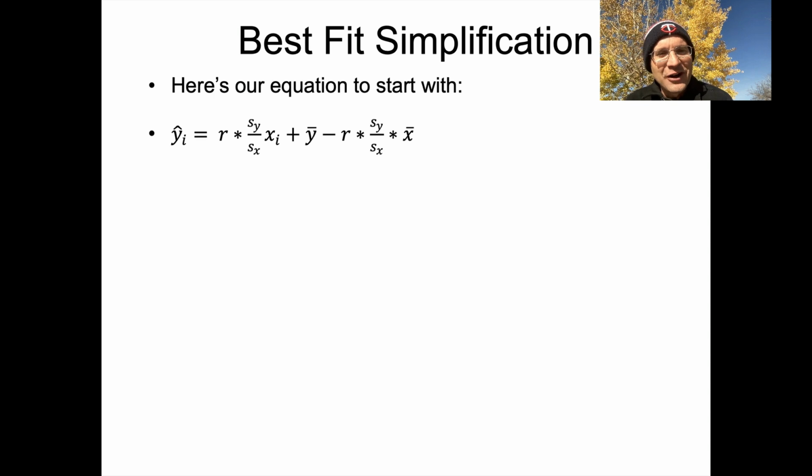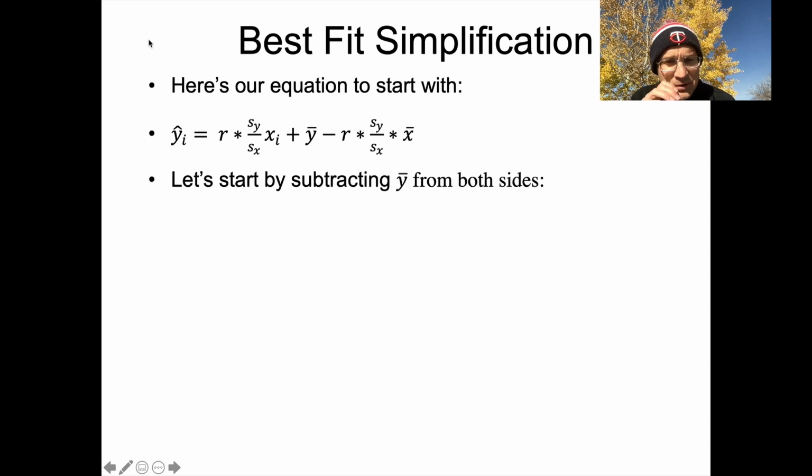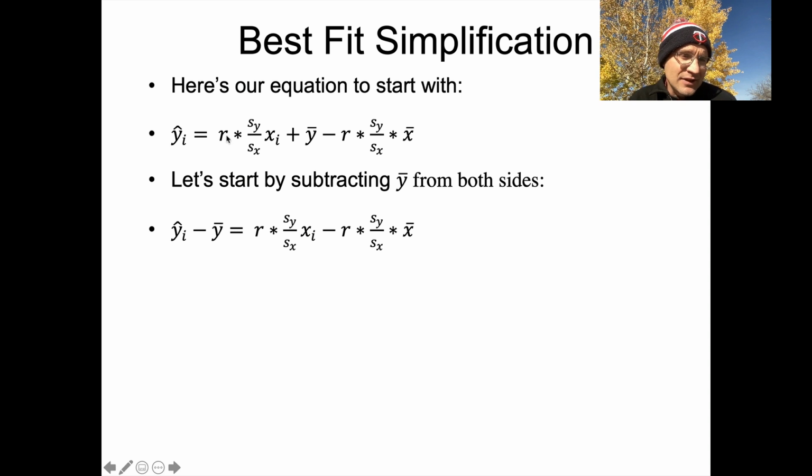All right, so here we go. Here's our equation to start off with. We have y hat sub i equals the slope, this stuff, times x sub i plus the intercept. And what I want to do to start off with in terms of simplifying this mess is to subtract the mean of y from both sides. And so now what I've got is the predicted values of y minus the mean of y equals the slope term times x sub i minus the slope term times the mean of x. So that's kind of interesting. It's already looking a little bit nicer.